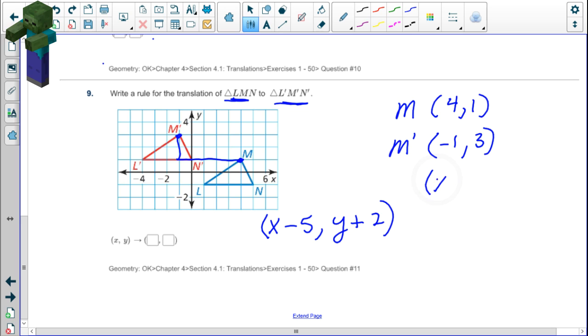What are we doing to the x to change it from 4 to -1? We're subtracting 5. What are we doing to the y to change it from a 1 to a 3? We're adding 2. It's the same thing. It's just a different way to look at it. Because you won't always have a graph to work with, so sometimes we'll need to do it like this. Okay, you guys did great. Let me give you a star.